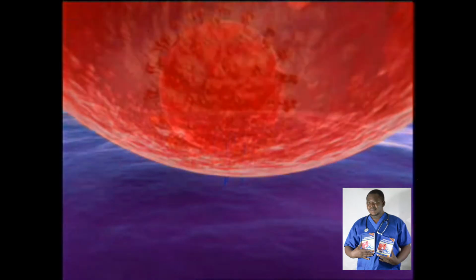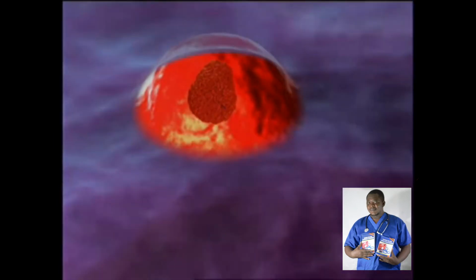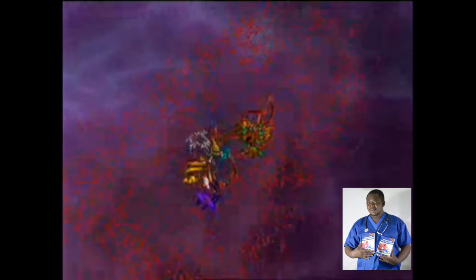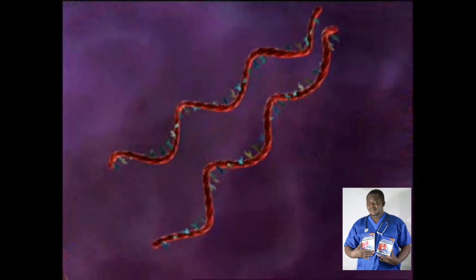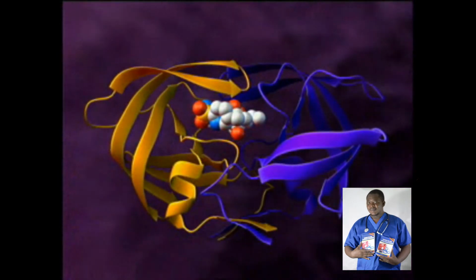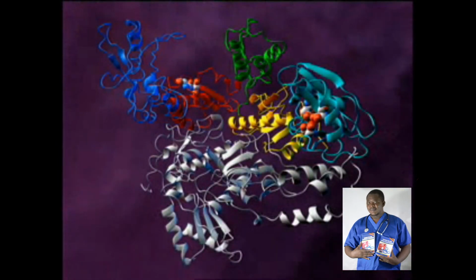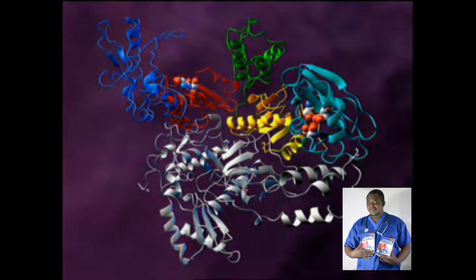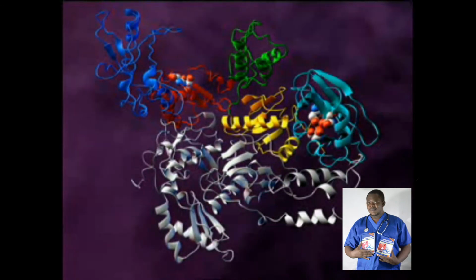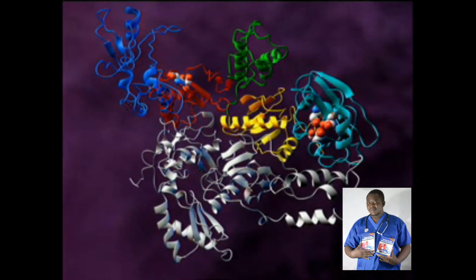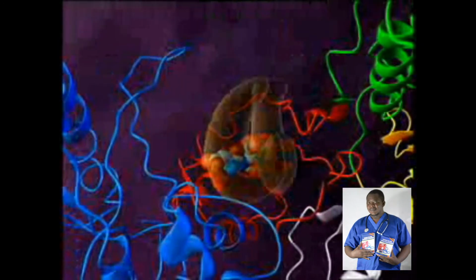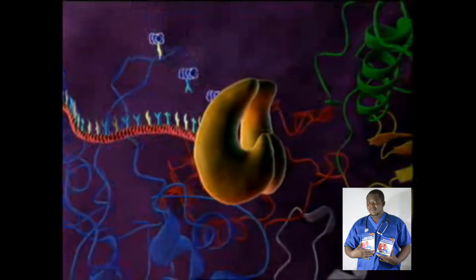Then stage 3 is integration. The newly formed HIV DNA enters the host cell's nucleus, where an HIV enzyme called integrase hides the HIV DNA within the host cell's own DNA. The integrated HIV DNA is called provirus. The provirus may remain inactive for several years, producing few or no new copies of HIV.